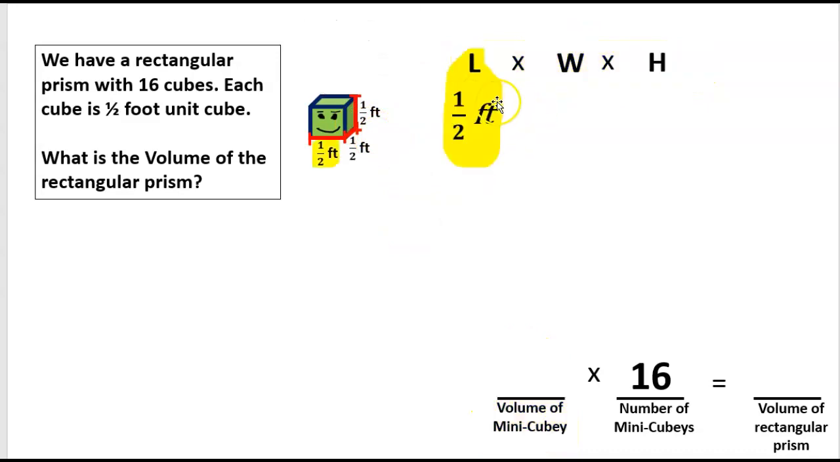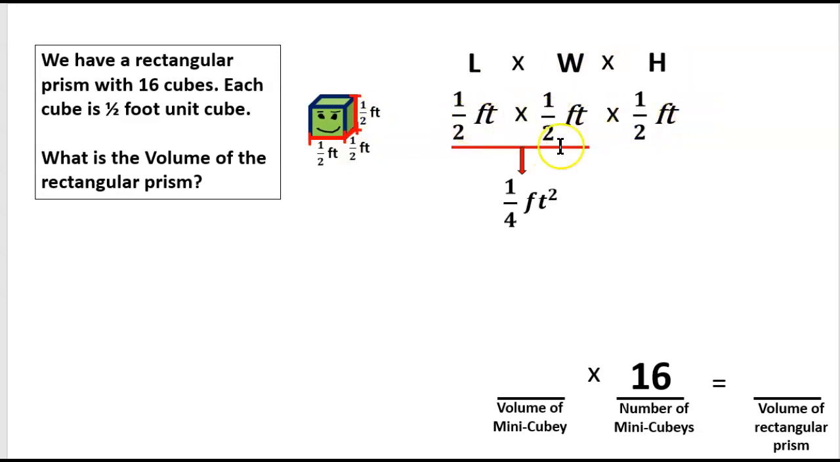Okay, so we're going to take the length of mini cubie times the width of mini cubie, half a foot times half a foot, times the height of mini cubie, which is half of a foot, equals, oh wait a minute, what's half times a half? Well, half of a half is a fourth. Now multiply that by half.